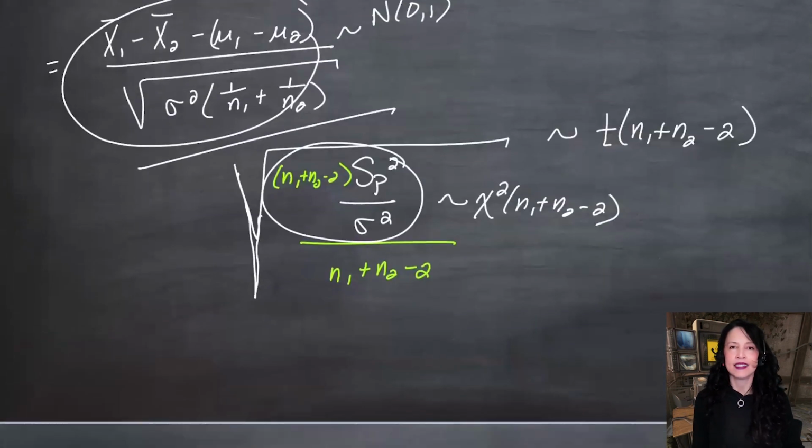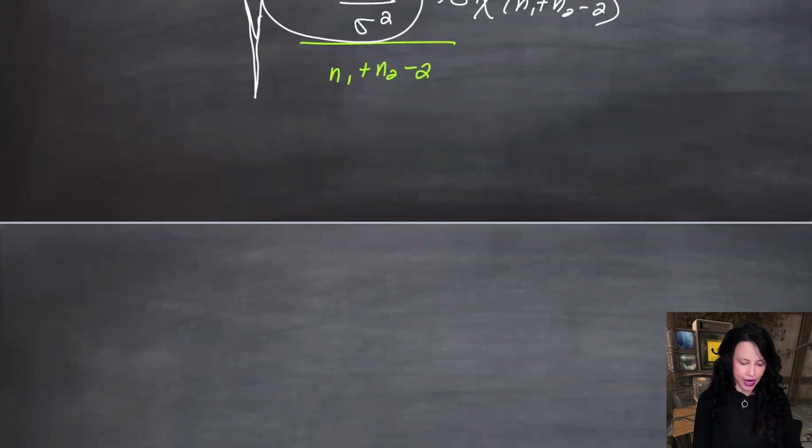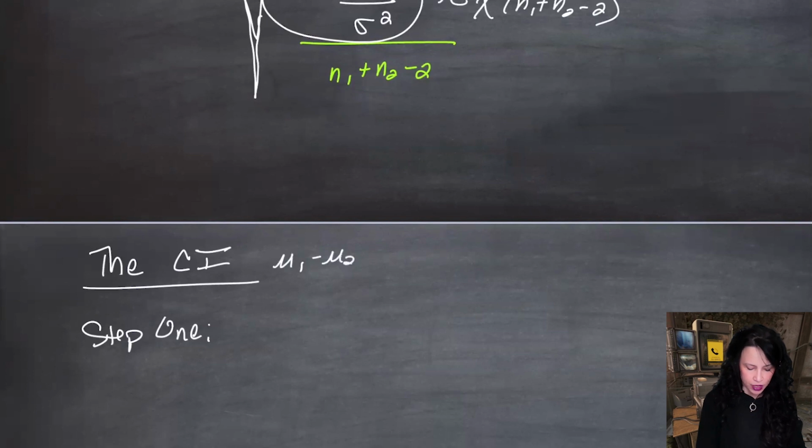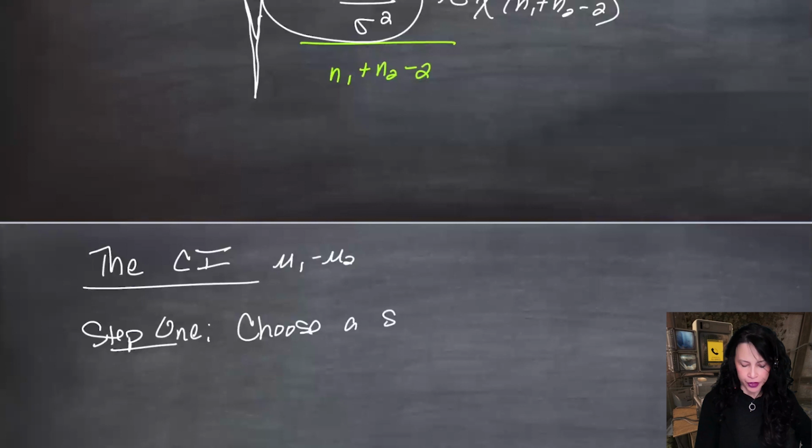That's a lot of lines. So let's pull it all together and go back to the confidence interval. Step 1, and this is a confidence interval for mu1 minus mu2. Step 1 is to choose a statistic, or you might say an estimator. And we did x1 bar minus x2 bar.